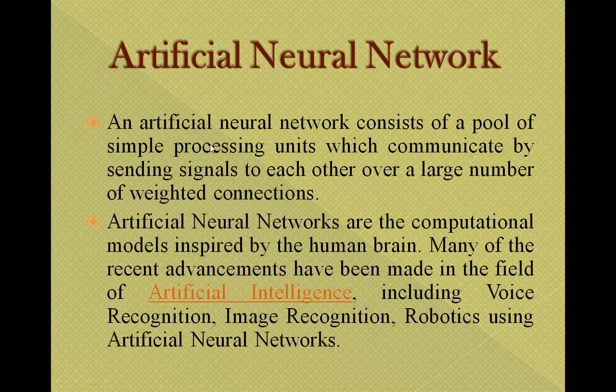Artificial neural network is basically a pool of a number of processing units, basically processing elements, which are silicon transistors and which communicate by sending signals to each other. Artificial neural networks are basically inspired by human brains, and they are recently applied in many fields like voice recognition, image recognition, robotics, and many more.